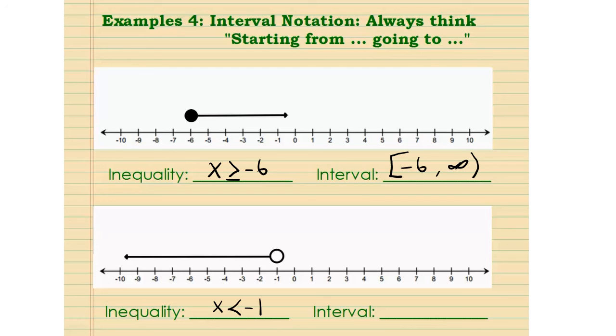Interval for this one, again, we are going to look at the least value and the maximum value that x can take. Least value is going to be negative infinity. The maximum value is negative 1. Negative infinity is never included, and because it's an open circle, negative 1 is also not included. Therefore, we use a regular parenthesis.